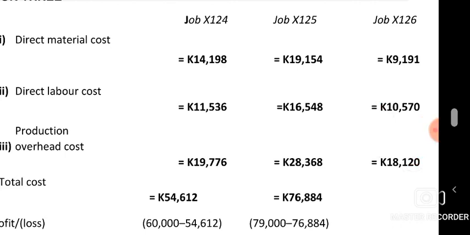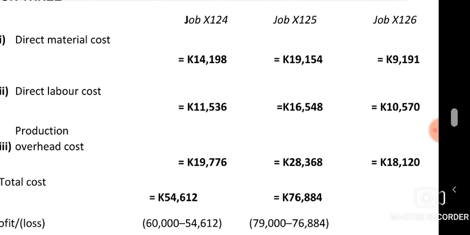Then if you go to the same question, part B, if you remember what we started with in the intro of the video, if you rewind, we said part B was asking for the total costs for specifically job X125 and job X124, just these two. That's why you have to follow instructions. Yes, you've done 126, but the question did not ask for job 126 total costs. So total cost will only be calculated for job X124 and job X125.